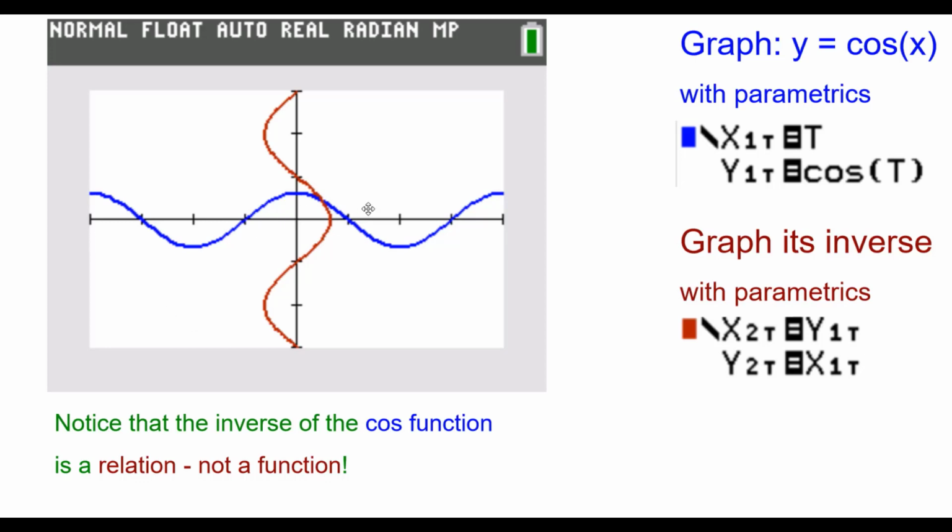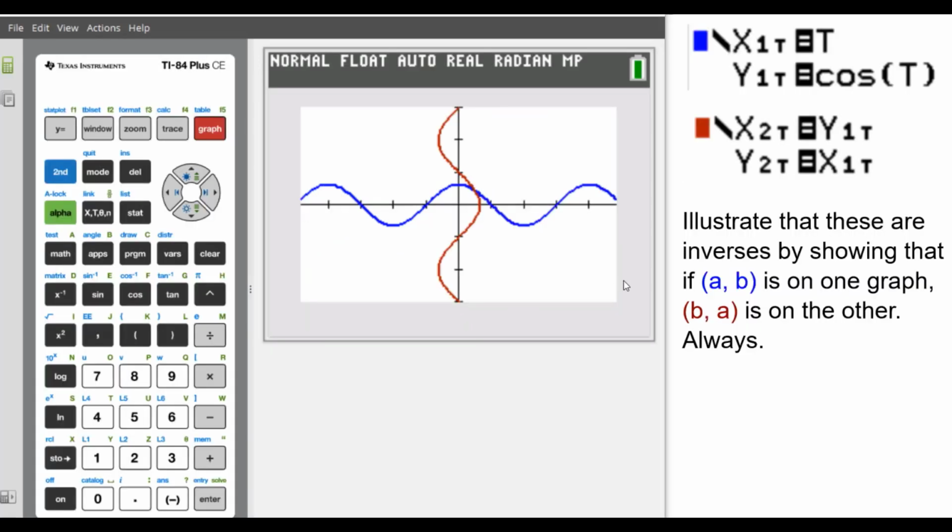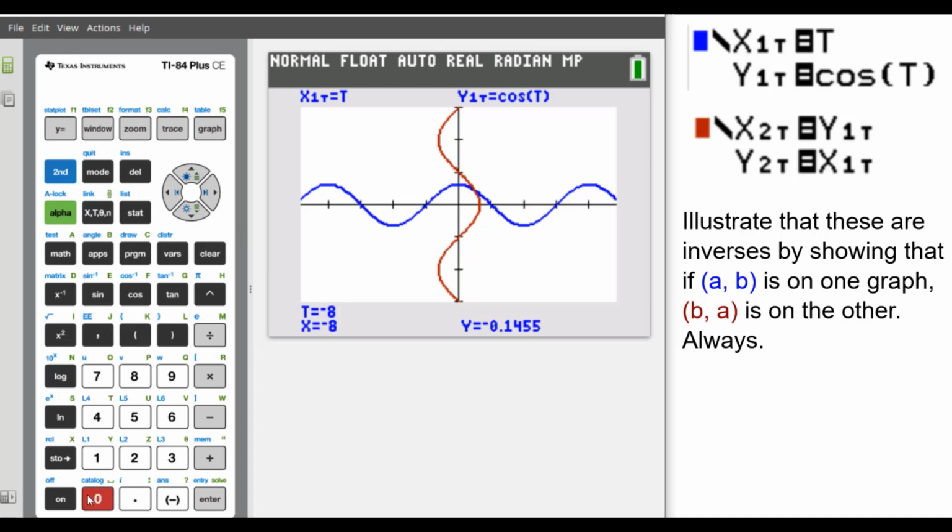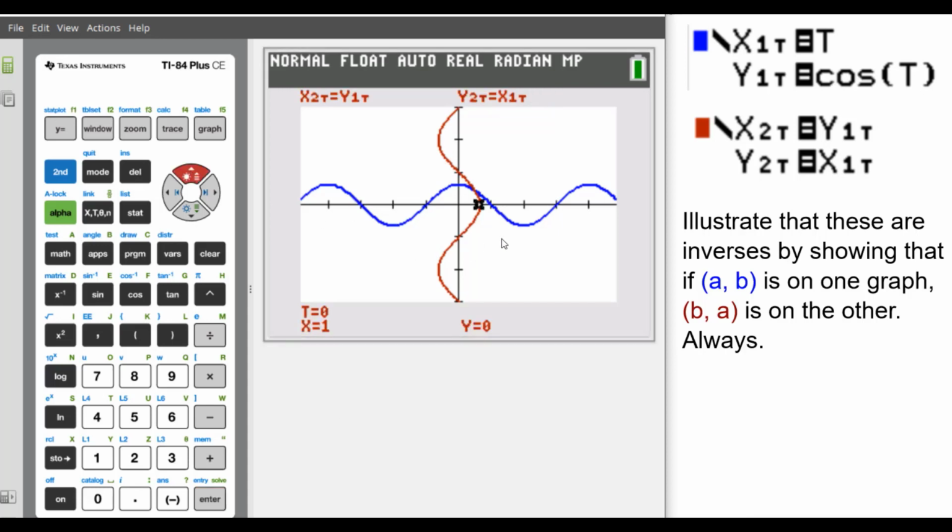Notice that the inverse of the cosine function is a relation, not a function. We will illustrate that these are inverses of each other by showing that if a comma b is on the blue graph, b comma a is on the brown graph. So we'll trace to t equals 0. We get the ordered pair 0, 1. And if I press the up arrow, it jumps to 1 comma 0.